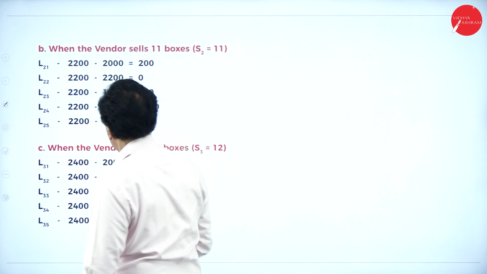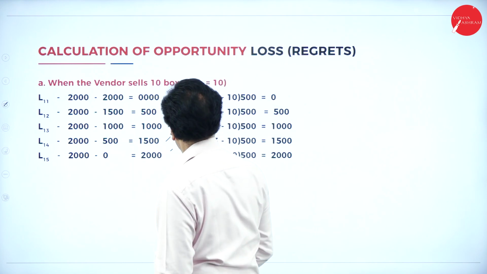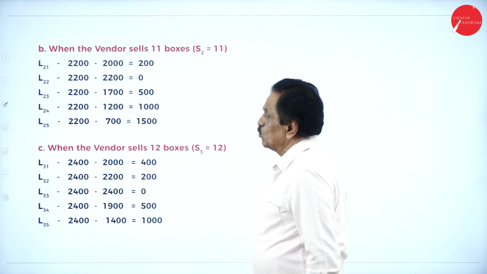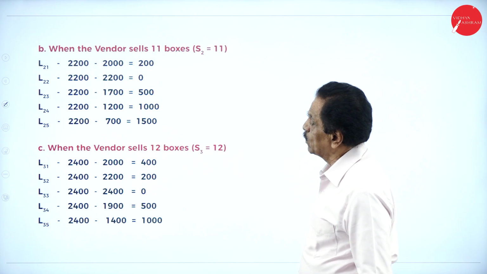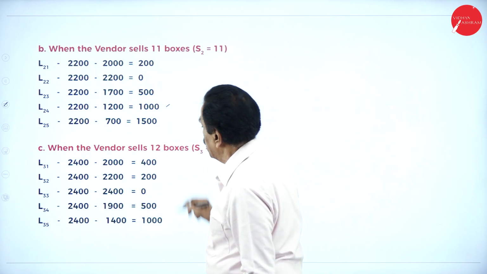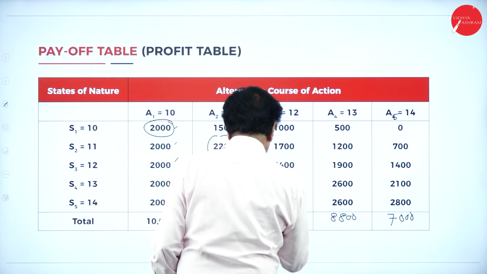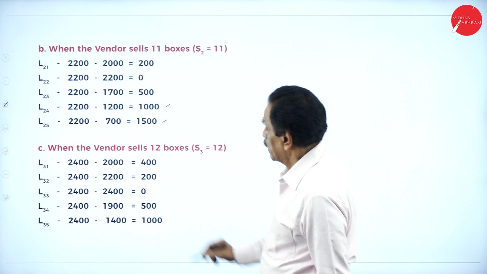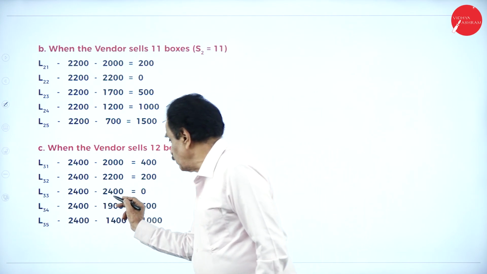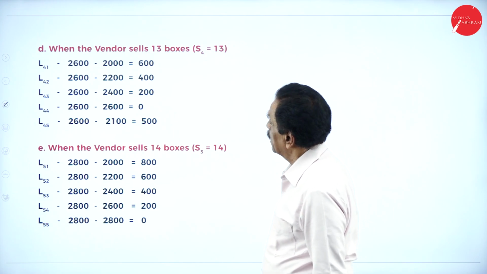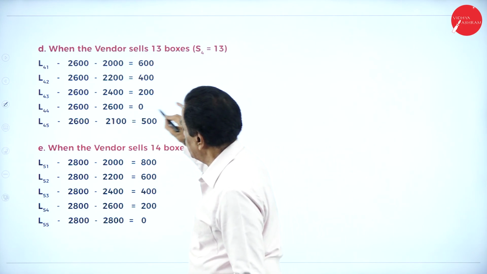Next, 11 boxes. Highest is 2,200. 2,200 minus 2,200 is 0. 2,200 minus 1,500 is 700. 2,200 minus 1,200 is 1,000. 2,200 minus 700 is 1,500. This is for 11. Now for 12, the highest is 2,400. Minus 2,000 is 400. 2,400 minus 0 is 2,400. Last one, 2,600 minus 2,000 is 600. So same thing: from the highest you deduct this.